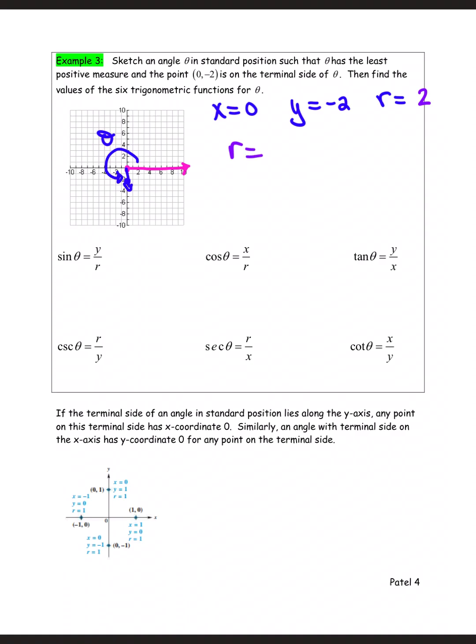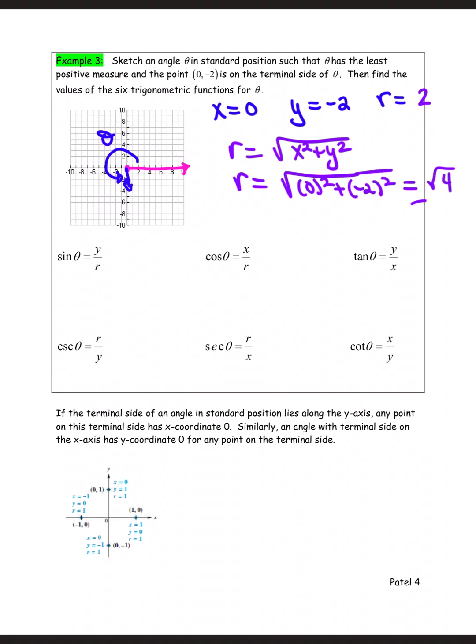Once again, you can use the formula, but it's so much faster to think about how many away r is from 0, 0. And notice it's just 2 away. But once again, you can use the formula and you will still get 2. So y is negative 2, r is 2, negative 2 over 2 is equal to negative 1. And then remember, cosecant is the reciprocal of sine, so negative 1 over understood 1 is just 1 over negative 1, which is negative 1.